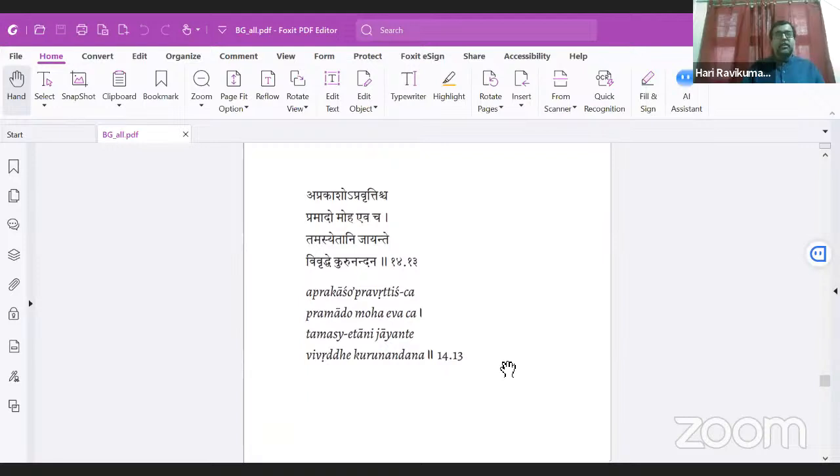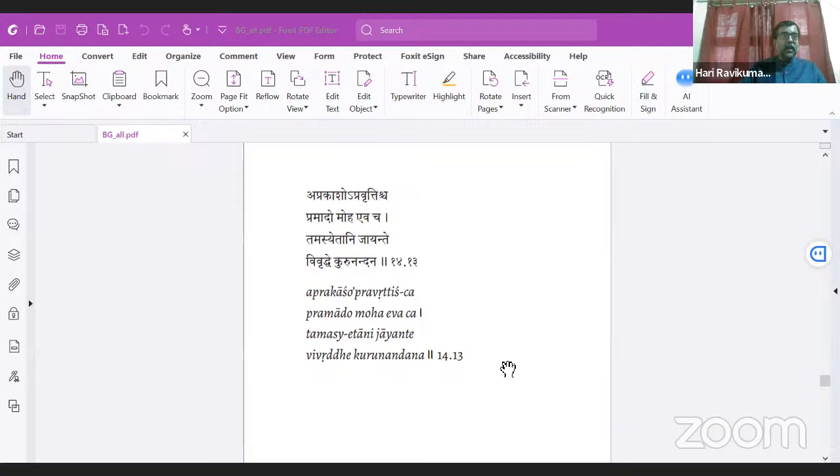Now, what about tamas? Aprakasho pravritischa, pramado moha evacha, tamasyetani jayante vivruddhe kurunandana. So, darkness, delusion, lethargy, and negligence arise when tamas is predominant. So, kurunandana, the joy of the kurus, the child of the kurus. Aprakashaha, that means darkness. Prakasha means light. Prakasha, something which is brilliant, radiant.